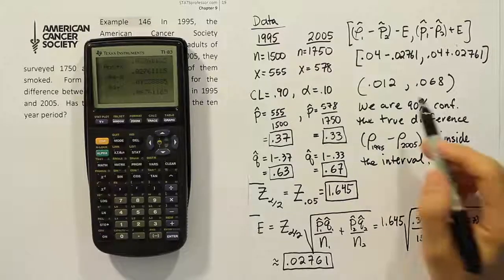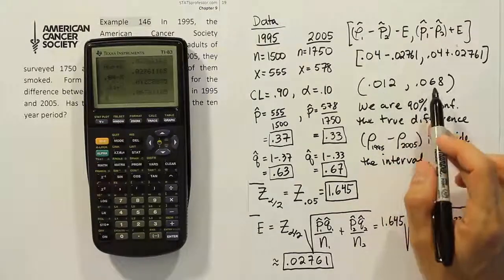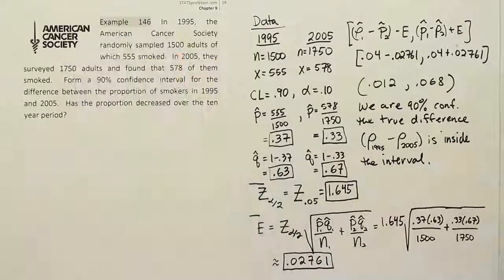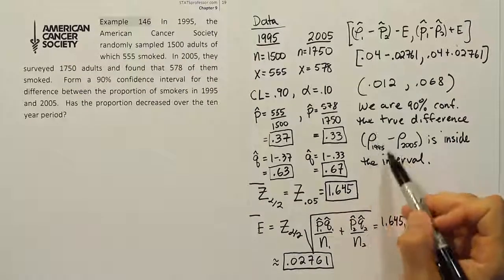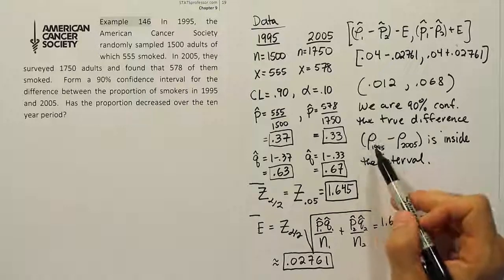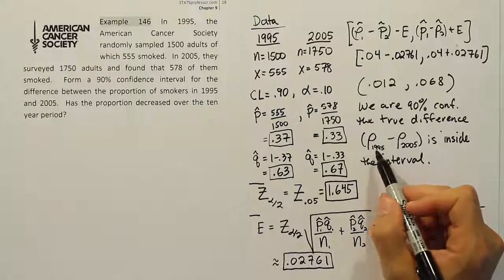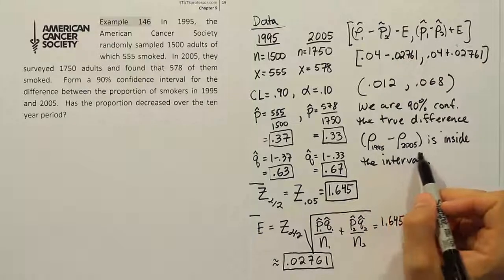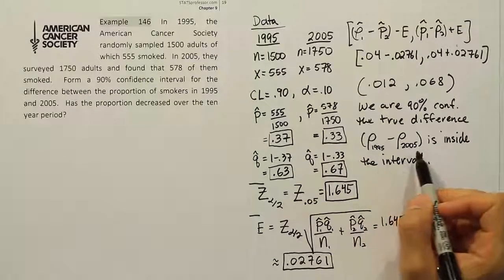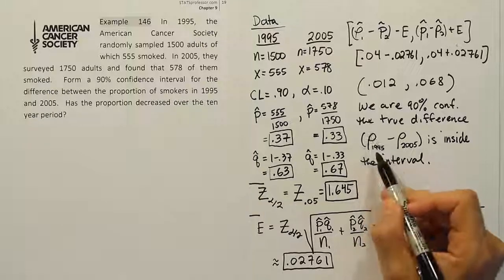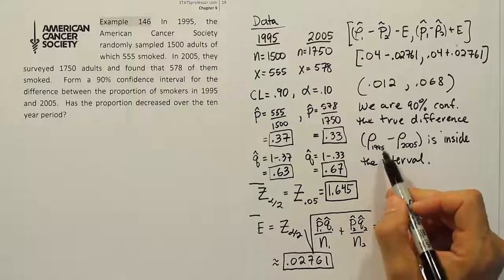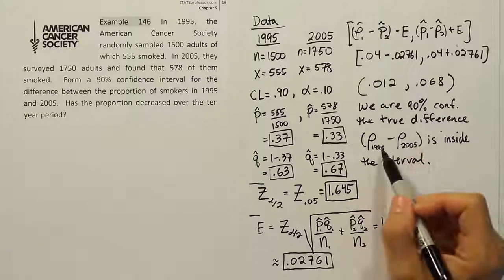Okay, what does that mean to be inside the interval? Well, the interval is entirely positive. So what does it mean when the interval is entirely positive? It means the first value is larger in this difference. So we're saying that there's a statistically significant difference between the proportion of smokers in 95 and 2005, and that difference is that 1995 had a higher proportion of smokers. Remember, if it's all positive, the first one is bigger.